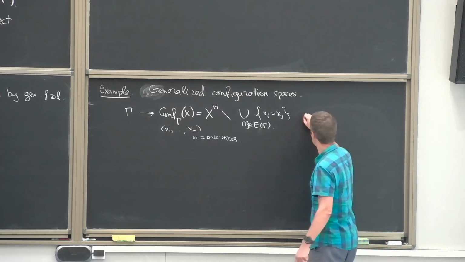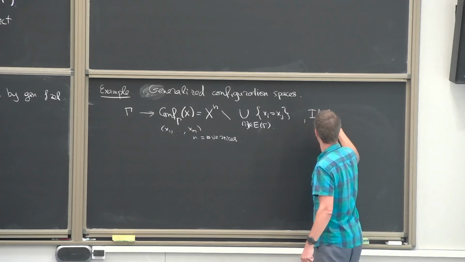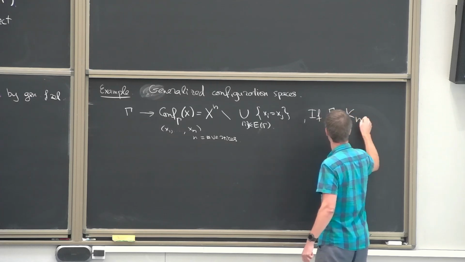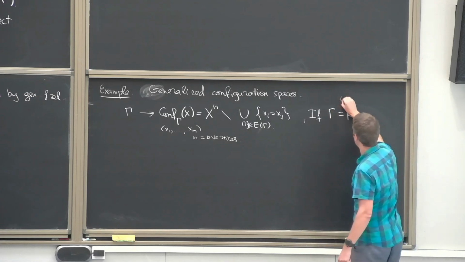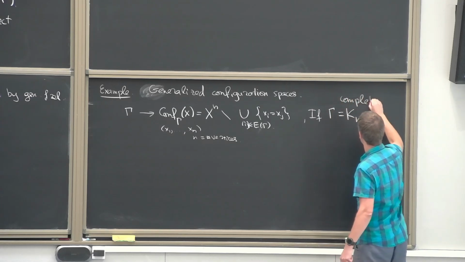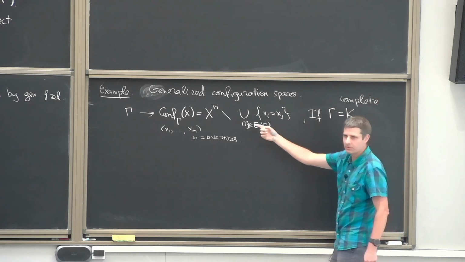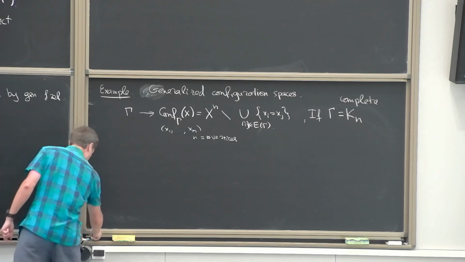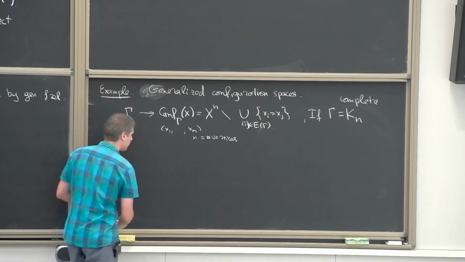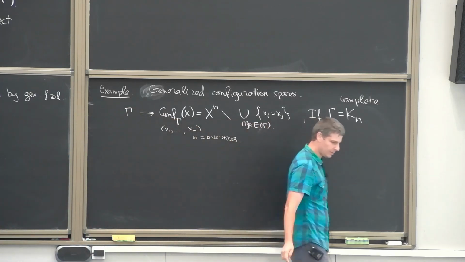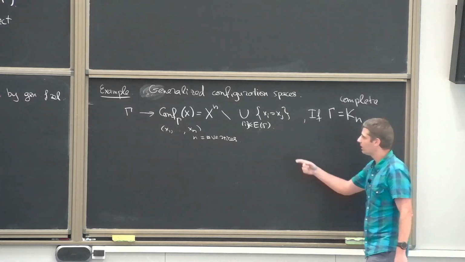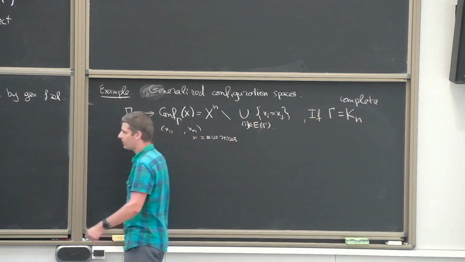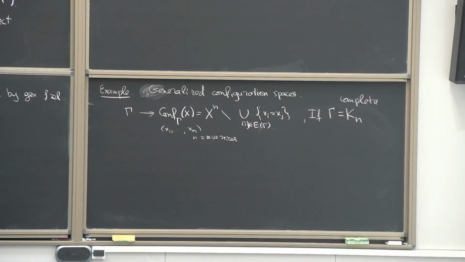So if gamma is just a complete graph, then you get just the ordinary configuration space. But it's also interesting to deal not only with the ordinary one, but with those ones. So I claim that this is an example of a contractad. It's not obvious what to do when you look at the subset or the quotient set.